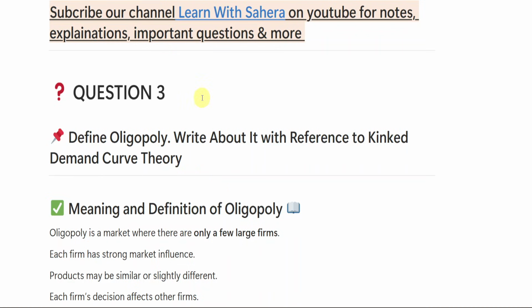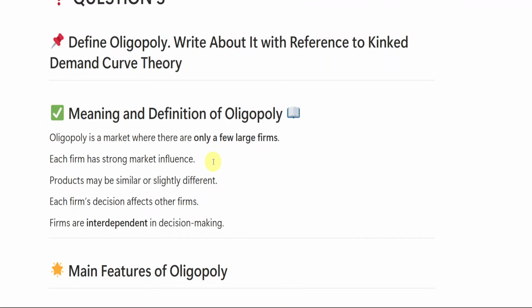Next, we have the last concept, which is oligopoly, and write about it with reference to the kinked demand curve theory. Students, oligopoly is a market where there are only a few big firms. Each firm is large and controls a big part of the market, so one firm's decision will affect other firms, and firms must think about competitors. This is nothing but interdependence.